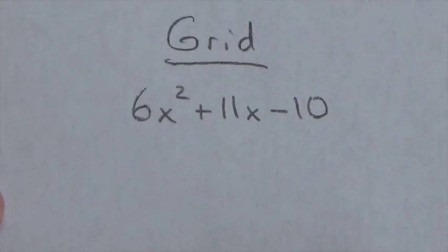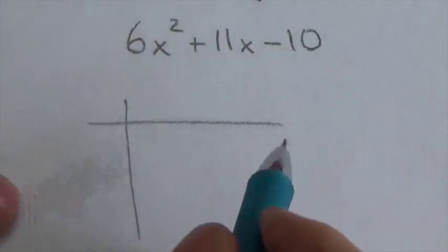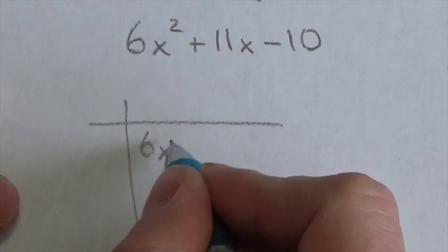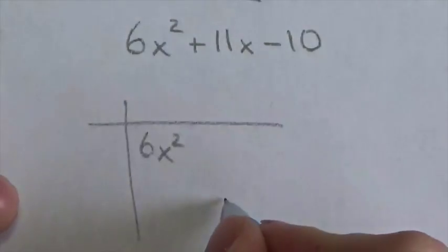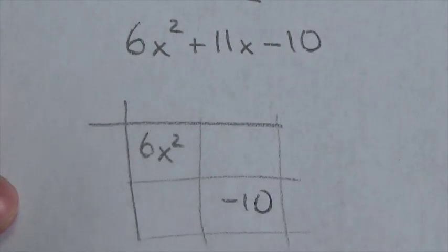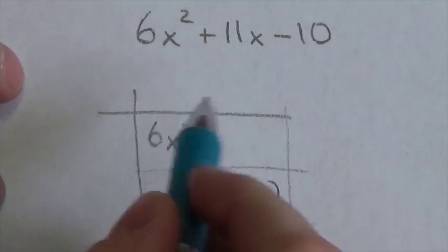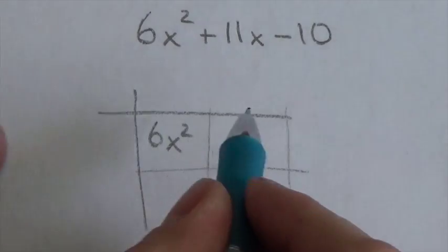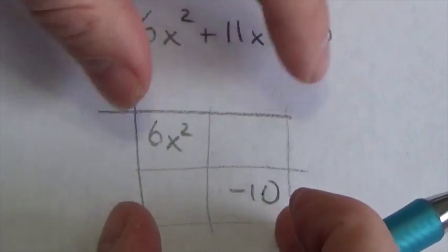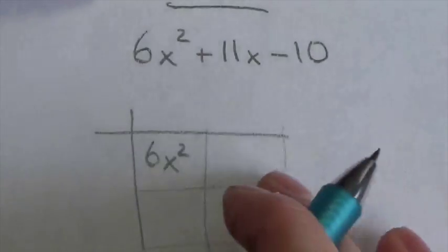What the grid method basically is, we're going to create a little box right here. The first term, the 6x squared, we're going to put right here. That last term, the negative 10, we're going to put down here. So essentially we're breaking this thing apart into this little grid. The reason this is appealing to a lot of people is because it's quite visual. If you think back to your algebra tiles, the way those work, we're multiplying the expression up here to create an area. So really we're interpreting this trinomial essentially as an area.